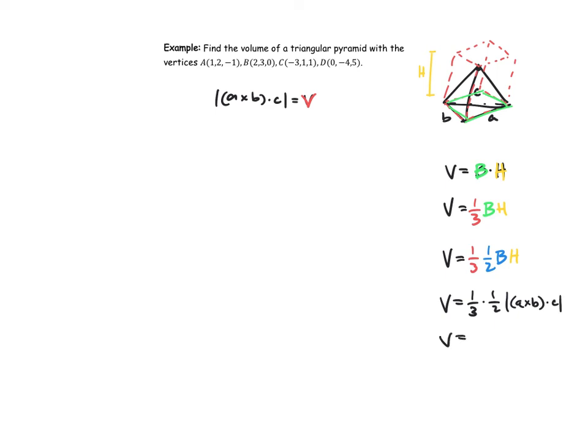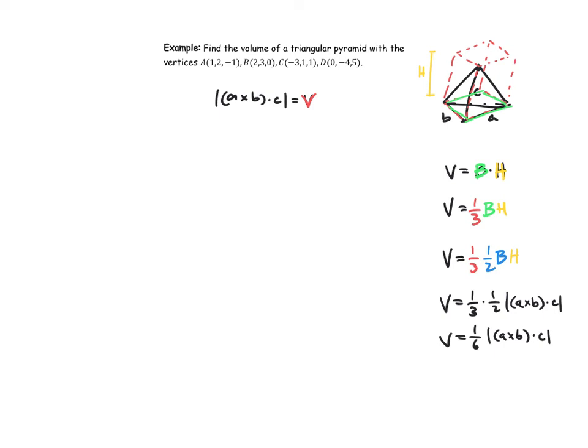Okay, so what we're going to do is find 1/6 of the mixed product and then the absolute value of that. So let's see if we have to use the absolute value here. Okay, so mixed product. Now this is interesting. Do I have to use A, B, and C, or do I have to use A, B, and D, or does it matter? It doesn't matter.